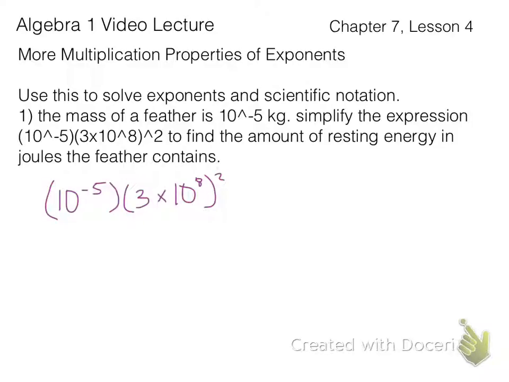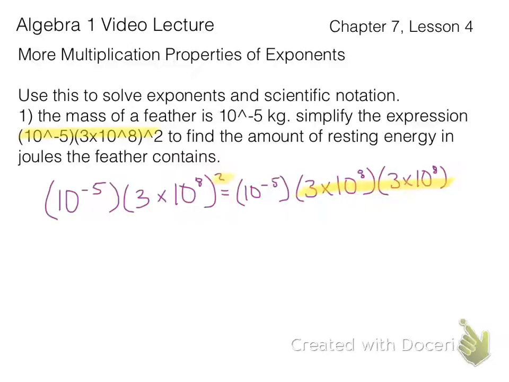So it's 10 to the negative 5th times 3 times 10 to the 8th to the 2nd. Basically, I just rewrote this with actual exponential notation as a superscript as opposed to the caret, right? So let's go ahead and rearrange things. And just remember that 3 times 10 to the 8th to the 2nd can be written like this, because again, the 2nd means that there's 2 of them, all right?